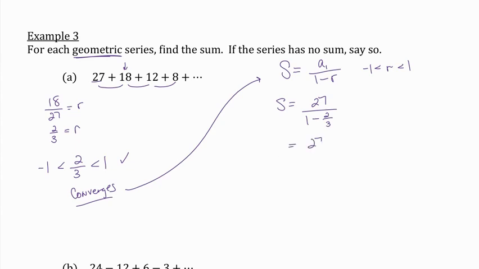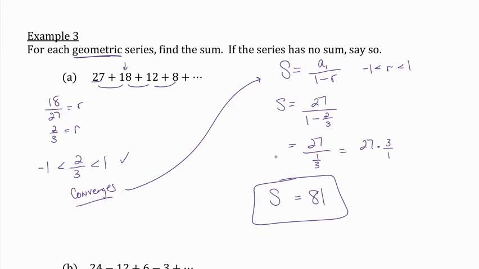Okay, so then I get 27. 1 minus 2/3 is 1/3. And remember, if I'm dividing by a fraction, that's the same as 27 times its reciprocal, which is 3/1. And 27 times 3 gives us a sum of 81. So our infinite sum there is 81.